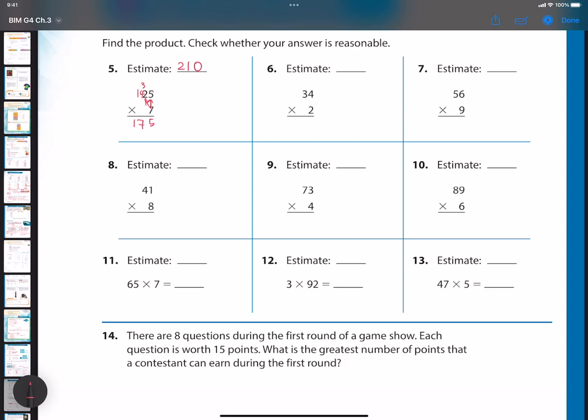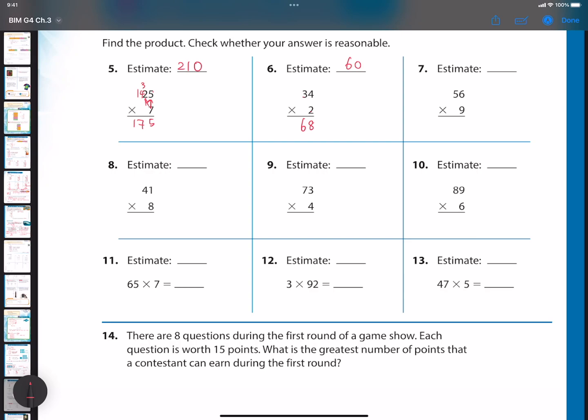Let's move on to number 6. So now 34, since 34 is close to 30, I'm going to do 30 times 2, which is 60. All right, let's find out. 4 times 2 is what? 8. And 3 times 2? Okay, 6. Yep, that's it. So 68. And your estimation is what? 60. So your answer is reasonable.